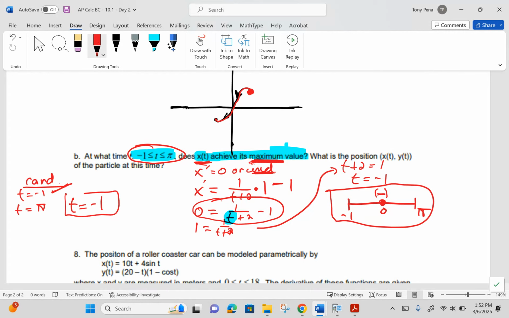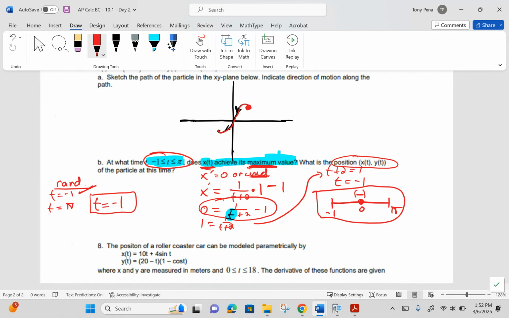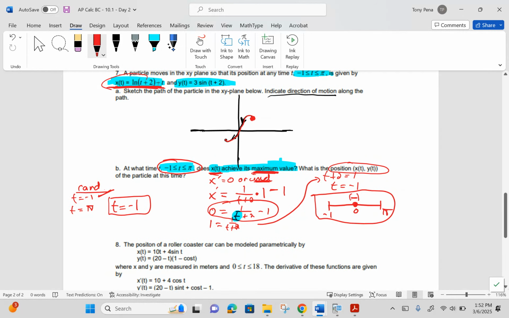That's one of our answers. And then the second part now is, once we've established that, what was the position at that particular time? So now we're going to go back up. Let me make this a little smaller. Here is your x position. Here is your y position.